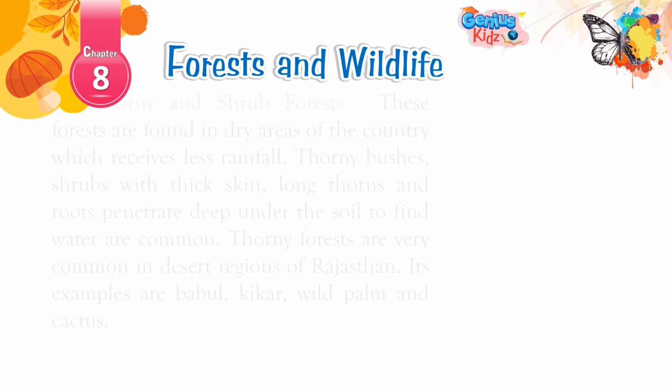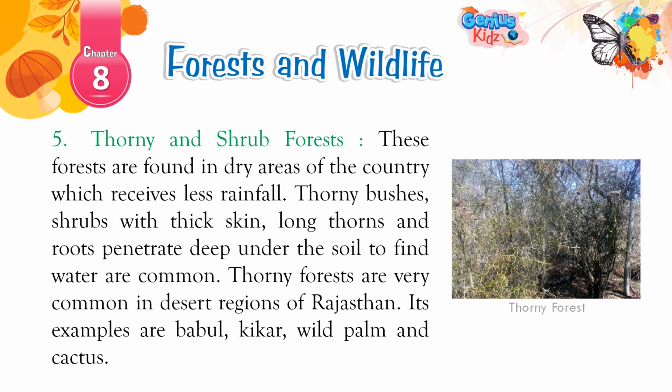5. Thorny and shrub forests. These forests are found in dry areas of the country which receive less rainfall. Thorny bushes and shrubs with thick skin, long thorns and roots that penetrate deep under the soil to find water are common. Thorny forests are very common in desert regions of Rajasthan. Examples are babul, kikar, wild palm and cactus.